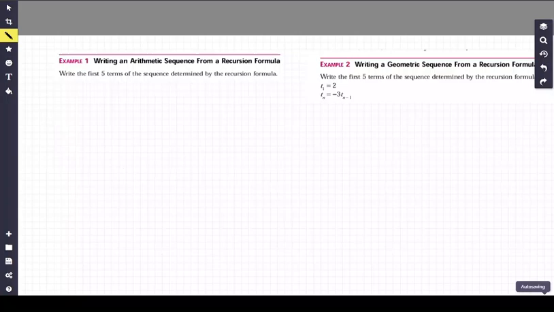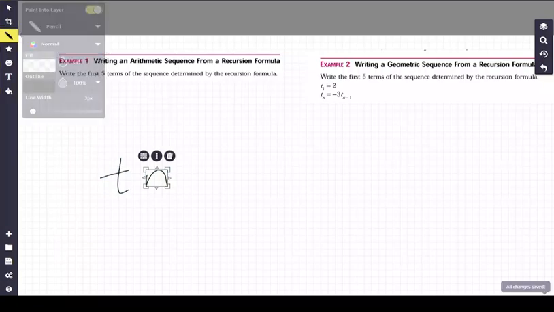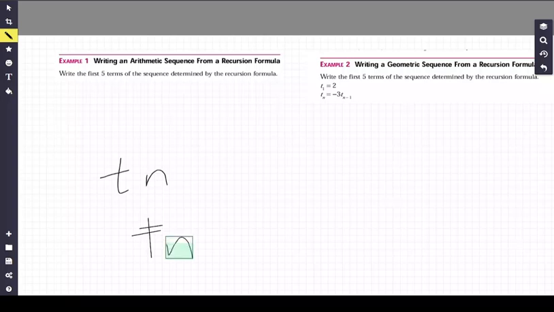We're using the term after a term. So if I had a term tn, we're using tn to find out tn minus 1. That's what it is, as simple as it is. Alright, so let's go ahead and start with the first example: writing an arithmetic sequence from a recursion formula. Write the first 5 terms of this sequence.